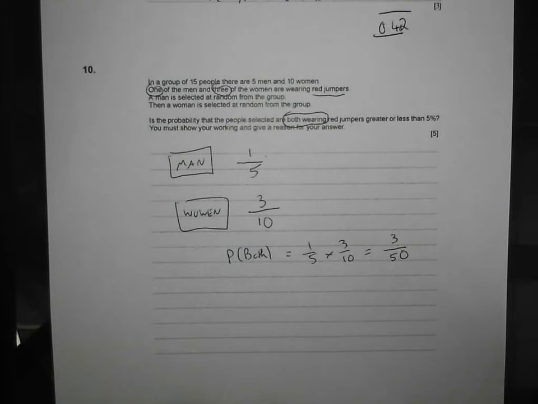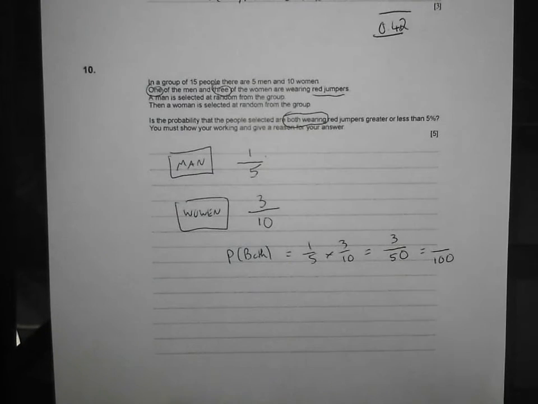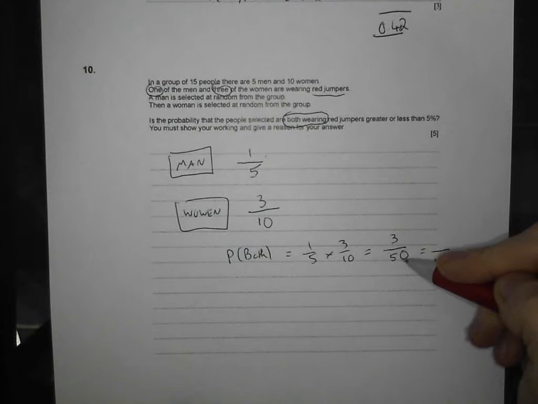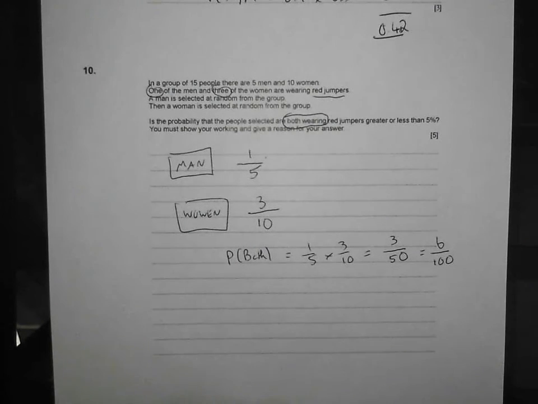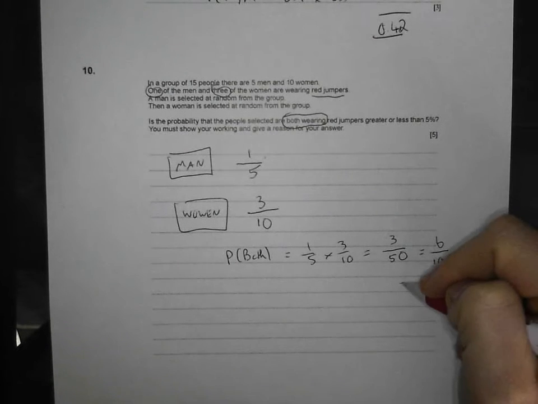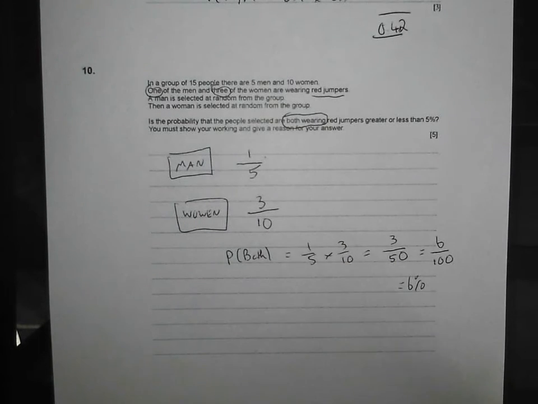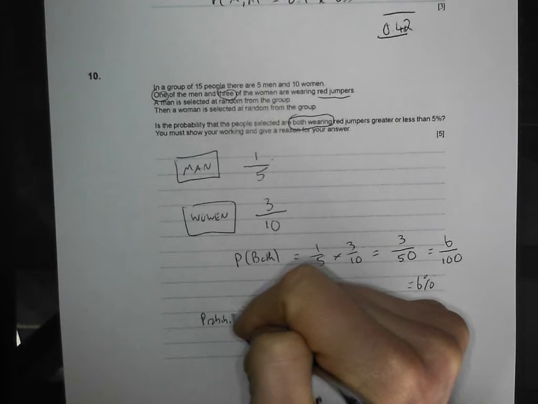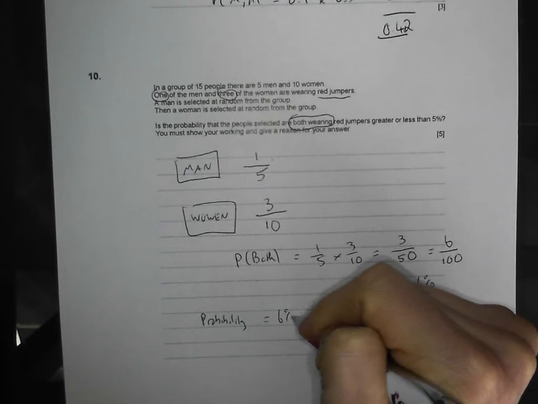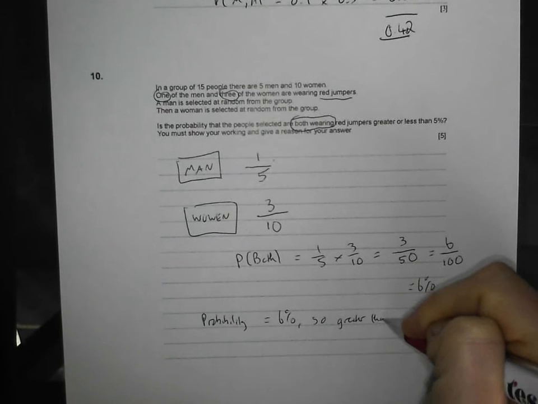But is that greater or less than 5%? Well, I'm going to change that into over 100. 3 out of 50, 50 times 2 is 100, so 3 times 2 is 6. So 3 out of 50 is the same as 6 out of 100, which is 6%. And the question says, is the probability greater or less than 5%? Well, I'm going to say the probability equals 6%, so greater than 5%.